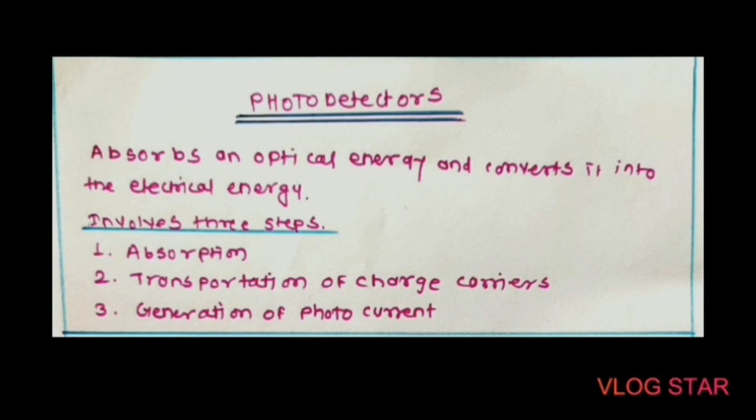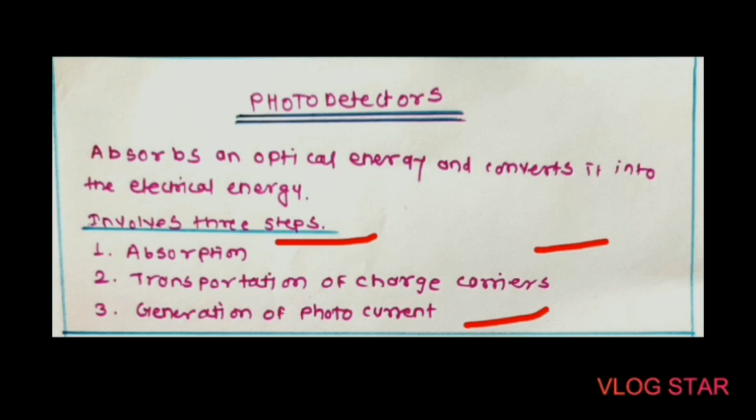So a photodetector is an optoelectronic device which absorbs optical energy and converts it into electrical energy. This process is called the photodetection process. Generally, it involves three steps. The first is absorption, second, transportation of charge carriers, and third, generation of photocurrent.